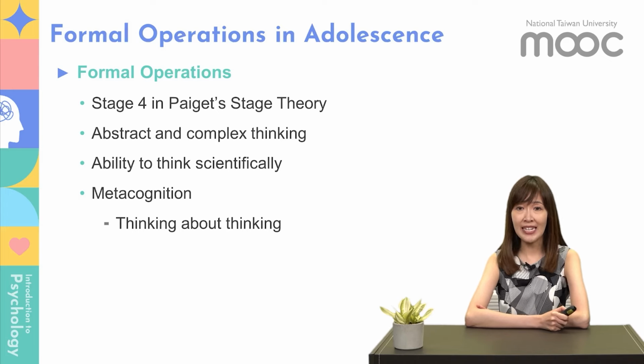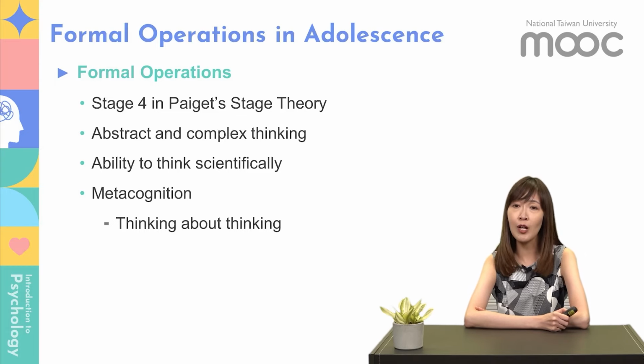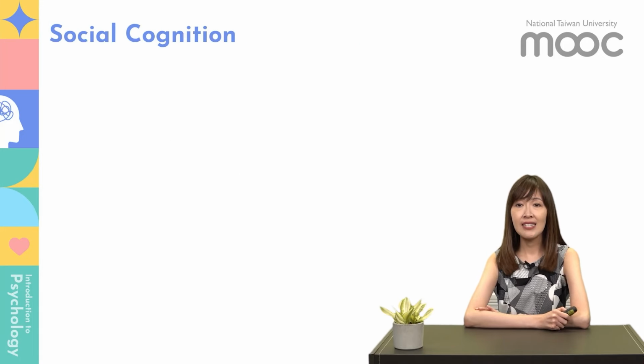Additionally, they can do metacognition. That is, thinking about thinking. They can monitor their thinking process, which can help them solve problems and think more efficiently, which is an important process during adolescence in the formal operational stage.